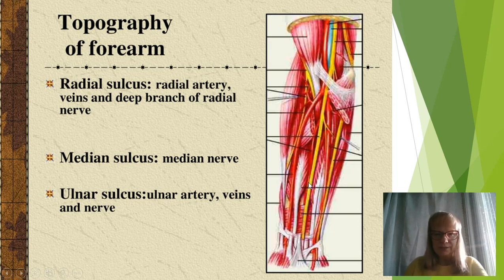Next one, median. Median has only one nerve, the median nerve. We can say although more deeply located, it's like more deeply between muscles, we have the anterior interosseous artery, but it is not a region of the sulcus, more deeper. And the ulnar sulcus has the ulnar artery, two ulnar veins, and the ulnar nerve. Everything was named: the ulnar artery, ulnar veins, and ulnar nerve.